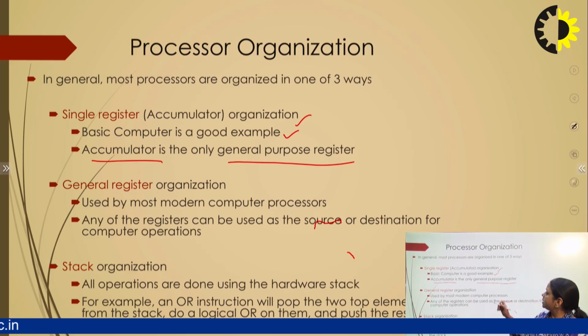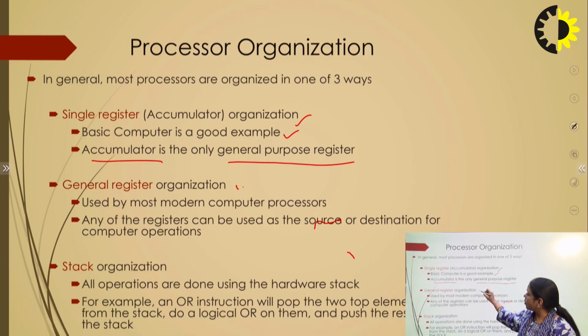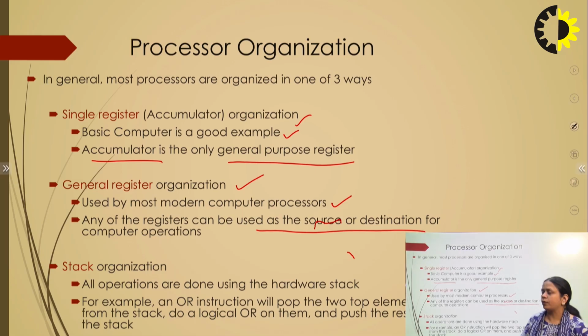Next is the general register organization, used by most modern computer processors. This organization is used by modern processors because we have more than one register. Any of the registers can be used as the source or destination for a computer operation. So the general register organization is that organization where we have more than one register.